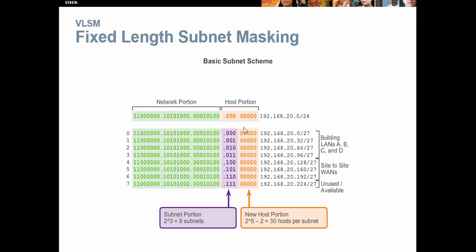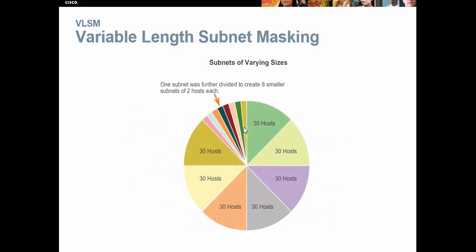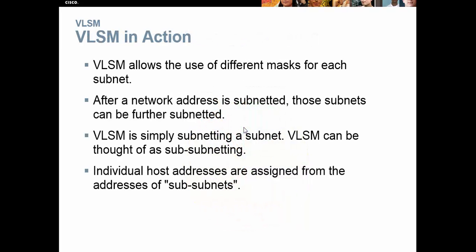We could have our 8 subnets, and then we have our different hosts. That's our basic subnet scheme. And then with our variable length subnet masking, we can even take those into smaller subnets so that we're not wasting our IP addresses. The VLSM allows the use of different masks for each subnet.